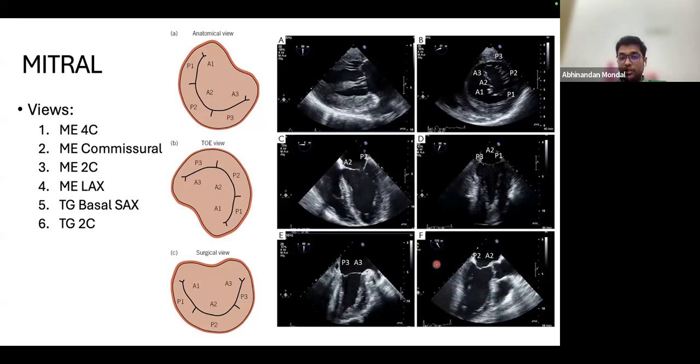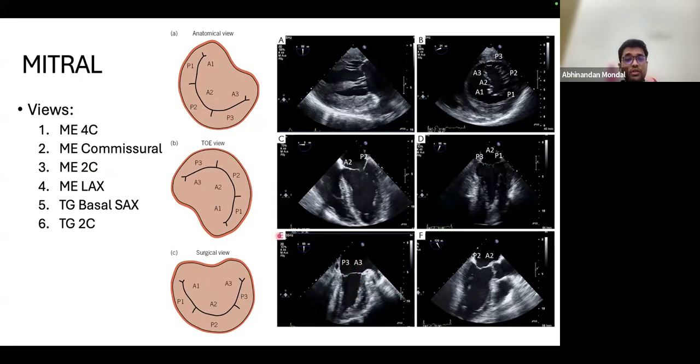So this is your mid-esophageal four chamber view, the C, and the mid-esophageal commissural view is the photo number D. Here we can see the mid-esophageal commissural view at around 40 to 60 degrees, and at around 90 degrees we can see the mid-esophageal two chamber view, and you can appreciate the different types of scallops. We'll be discussing more details in the upcoming slides. The scallops get changed in every image.